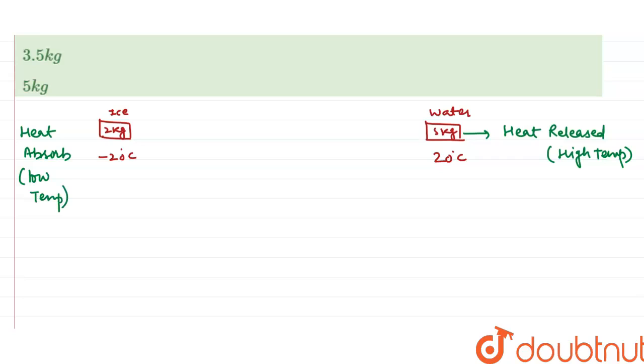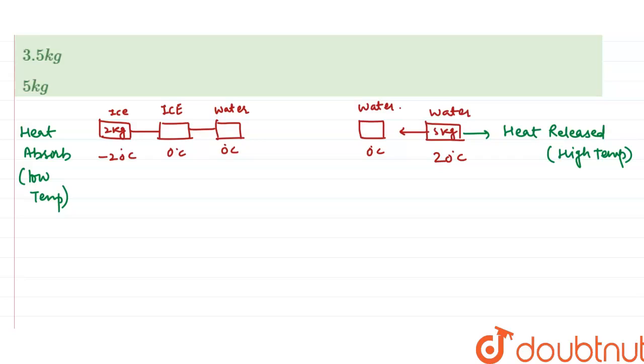Now when we mix both ice and water, they want to reach the intermediate temperature which is 0 degree centigrade. So to reach 0 degree centigrade, first my ice is converted into ice at 0 degree centigrade, and then it is converted into water at 0 degree centigrade. So this is a two-step process. Similarly, my water at 20 degrees centigrade wants to convert into water at 0 degree centigrade, and this is a one-step process.